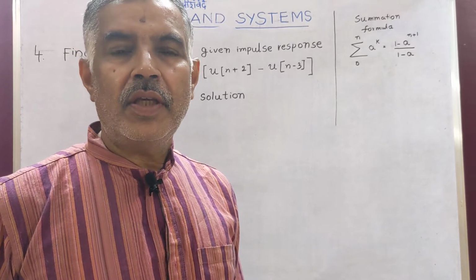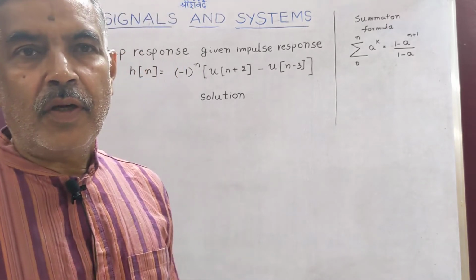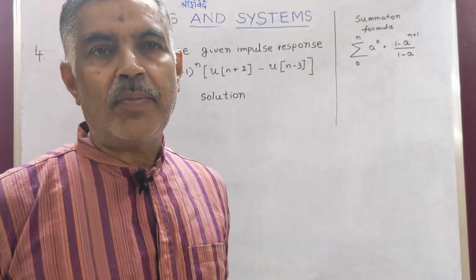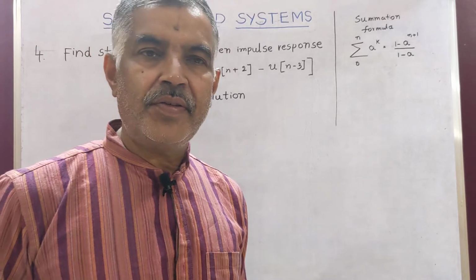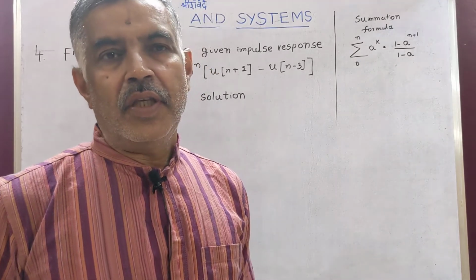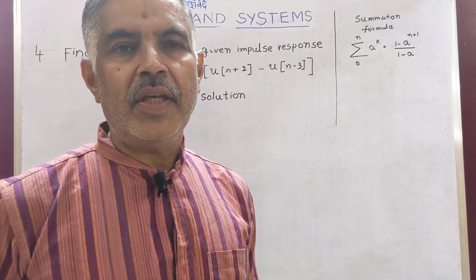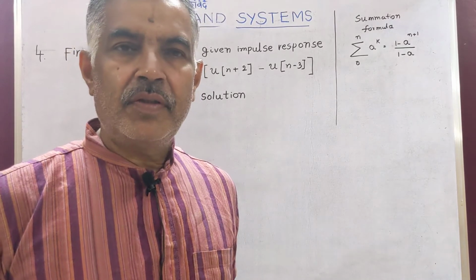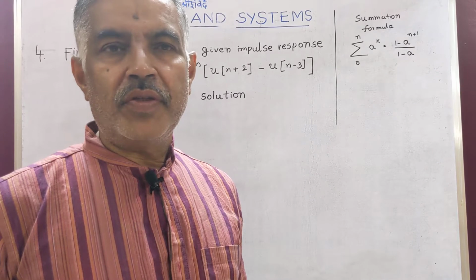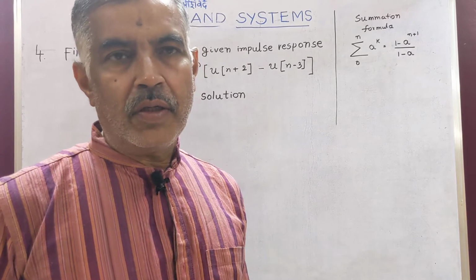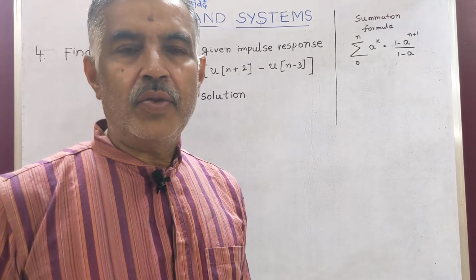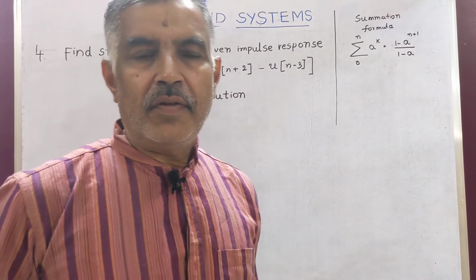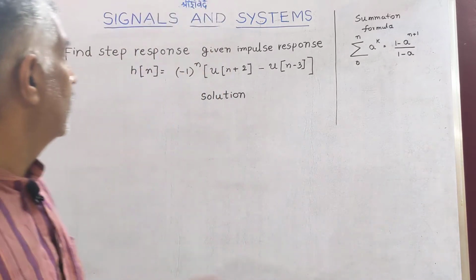This is the last class of LTI systems. I will work out one problem on step response, and that ends the LTI chapter, that is, linear time invariant systems. In this chapter, we have gone through the convolution sum, the convolution integral, checking system properties using impulse response, and lastly what is known as step response.